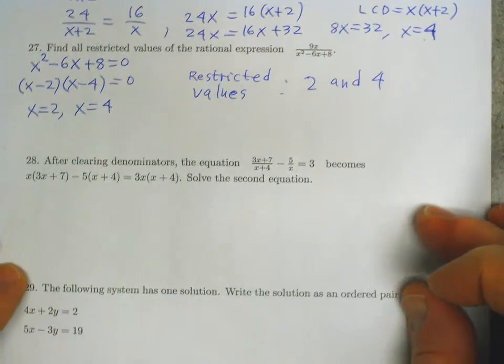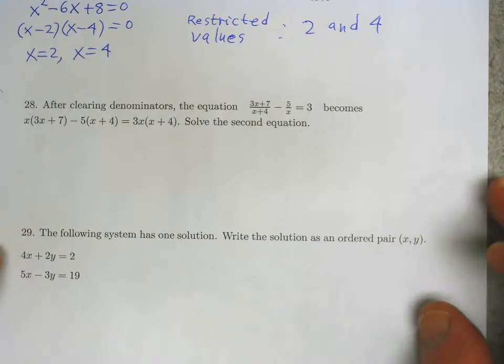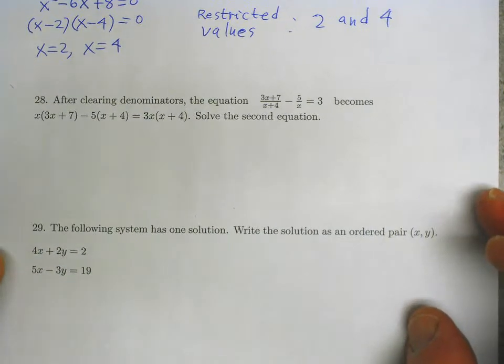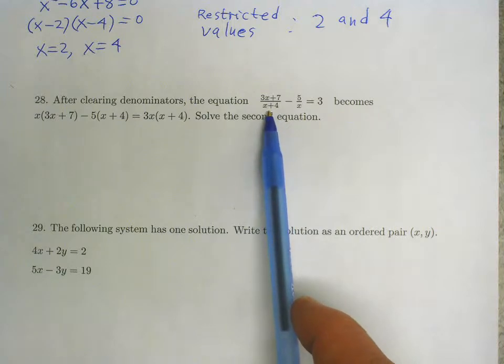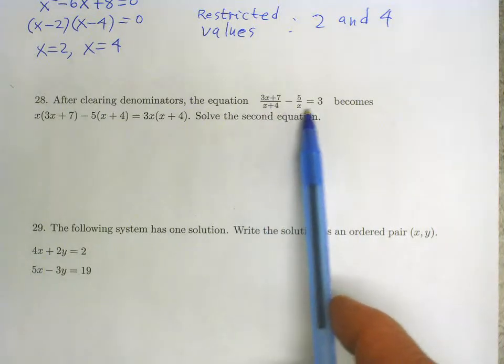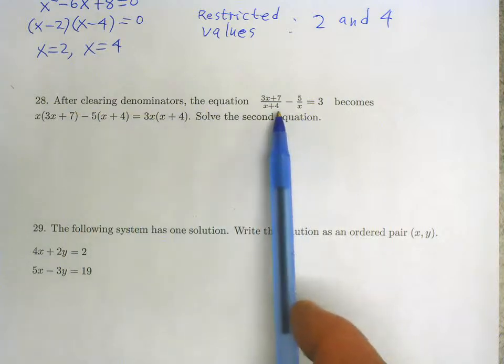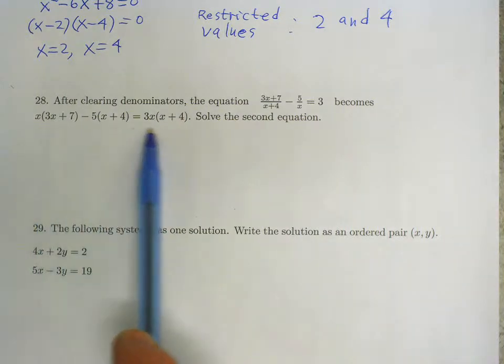Okay, the next problem, number 28. So make sure you read the directions carefully when taking the final. Sometimes some of the work will be done for you. Like in this case, we're shown this equation with rational expressions. And then it says after clearing denominators, this equation becomes this quadratic equation.